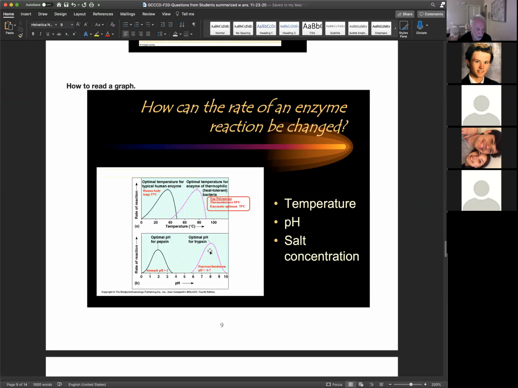Go to a different enzyme, trypsin, it just shifts to a different place on the scale. So the optimum for trypsin is about 8. If the pH is lower than that, the enzyme runs slower. If it's higher than that, the enzyme runs slower. So is that clear about how you read a graph? Okay.